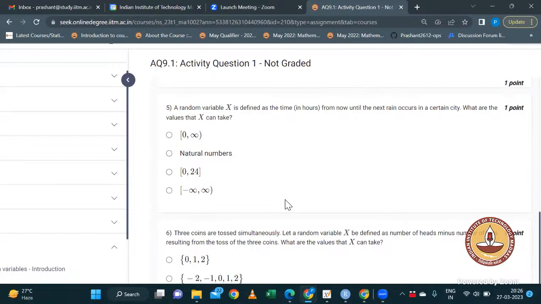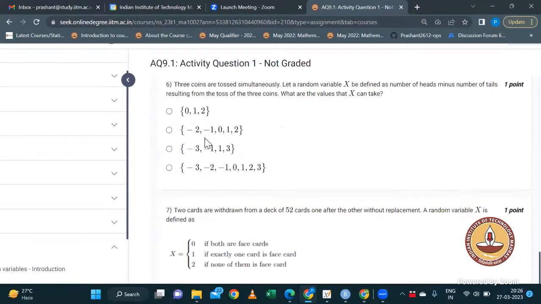0 to infinity. Closed interval. Saying 0 to infinity. The random variable x is defined as the time in hours from now until the next rain occurs in a city. What are the values x can take? 0 to infinity, right? Yes, sir. We don't know the upper limit. I mean the next time, right? It can be anything. Okay.